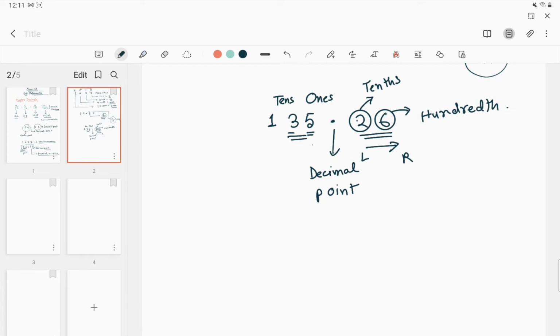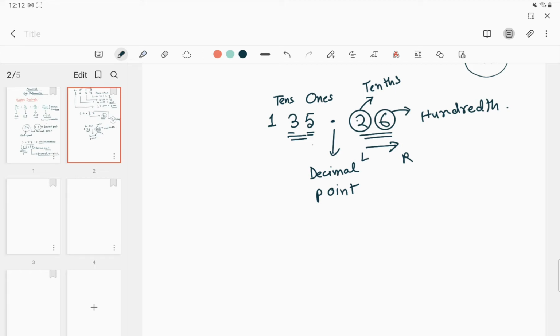So when you are proceeding from left side to right side after the decimal place, the digits are 10 times smaller. When you are proceeding from right side to left side, every digit is becoming 10 times bigger. So that is the fact of the decimal points or decimal numbers.